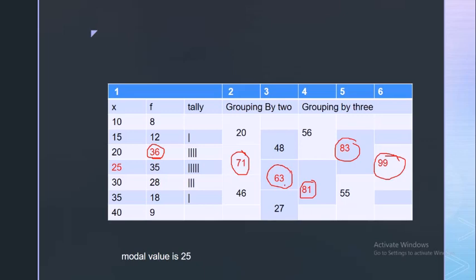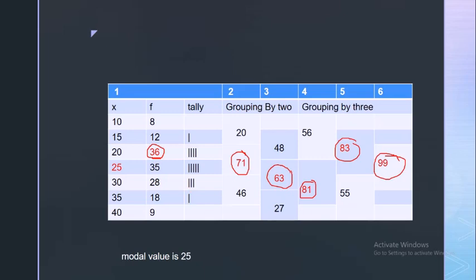There you have 63. Now you just check which numbers add up and make 63. Okay, so corresponding to this, yes, I have 35 and 28. Now I can mark here 1, 1. Now in the fourth column you will find out 81. Now corresponding to 81, find out those values. Now here it is grouping by 3, so you will have 3 values, that is 35, 28 and 18. So you give 1, 1, 1.